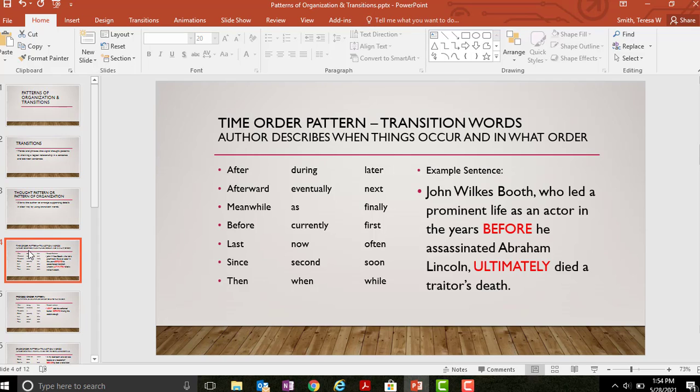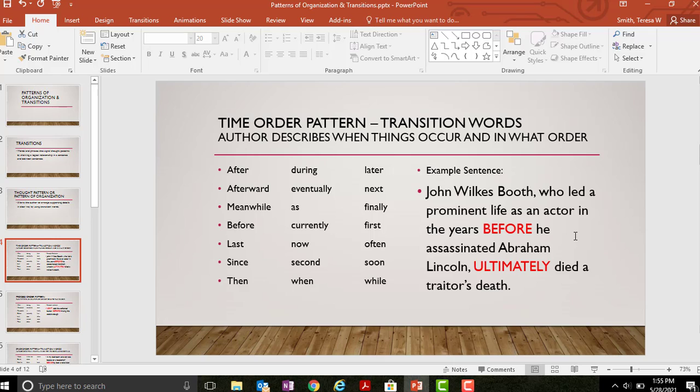The first pattern that we will look at is the time order pattern. This is when the author describes when things occur and in what order. There's a list of words here that are signal words that you might be reading in a time order pattern. You can see there's several words on the list: after, during, later, afterward, eventually, next, and so forth.